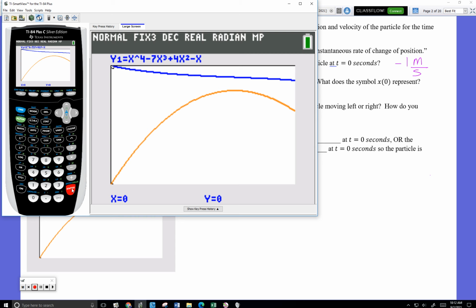Put the hat back on. I'm the particle. I move like so, to the left. The graph goes to the right. That's time. The blue is position and time.